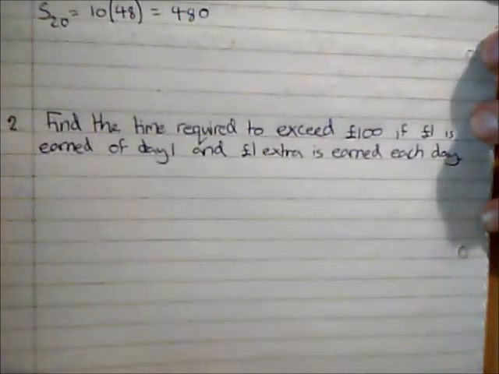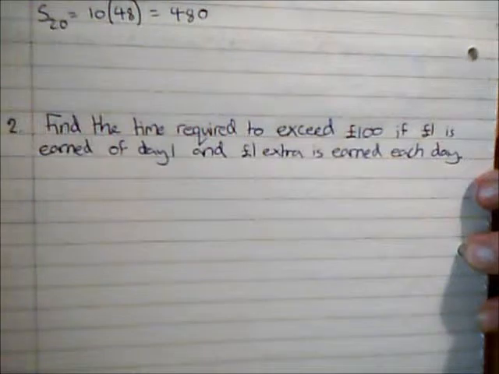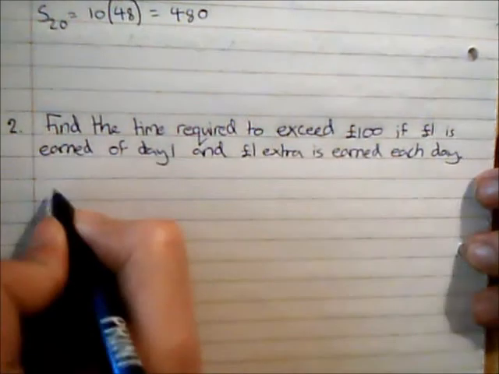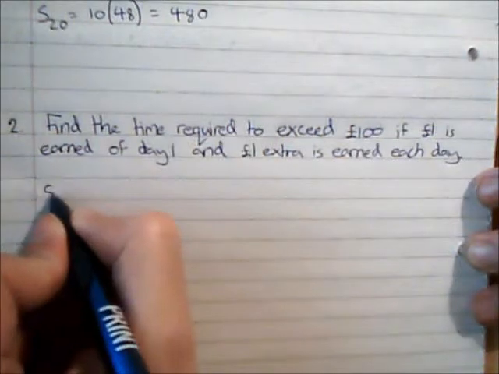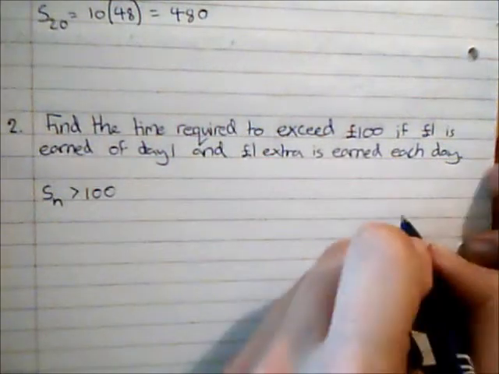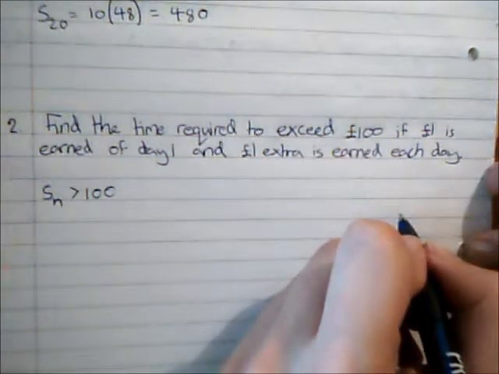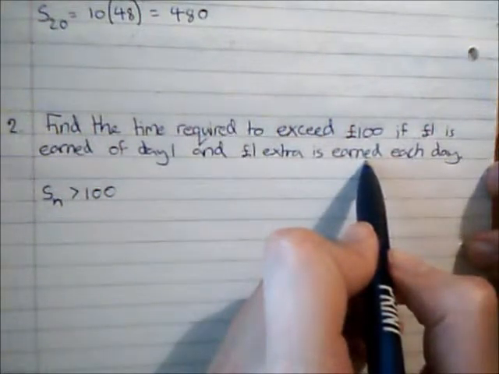In this second question, I have it in a context, so find the time required to exceed £100 if £1 is earned on day 1 and £1 extra is earned each day. So I want to find where Sn exceeds 100. So when the sum of the terms exceeds 100, that's when I know that this has been met, and I want to find the value of n because that's the number of days that will be required.